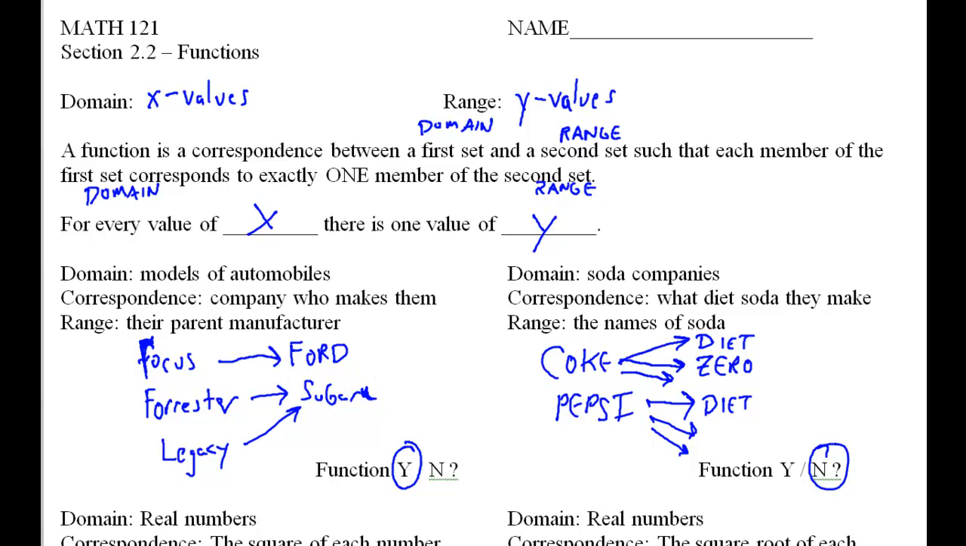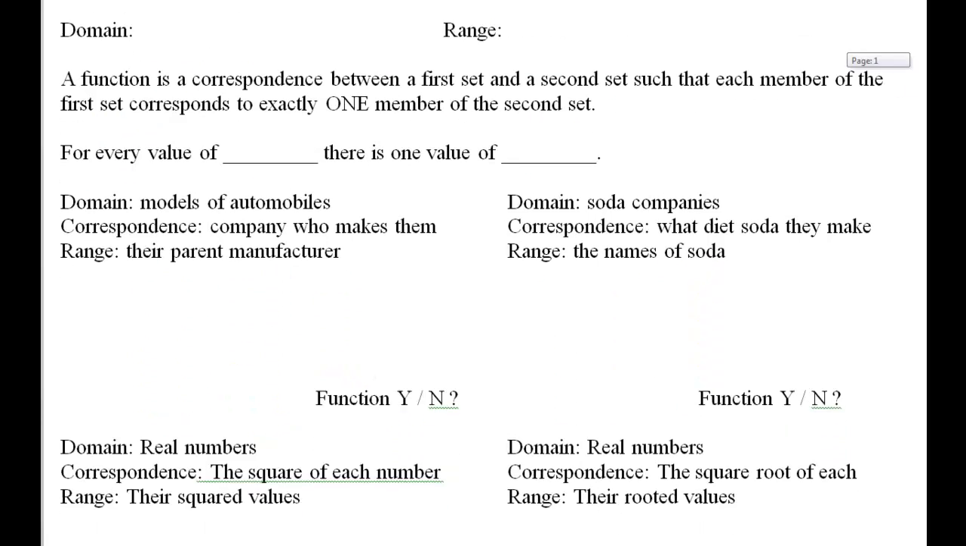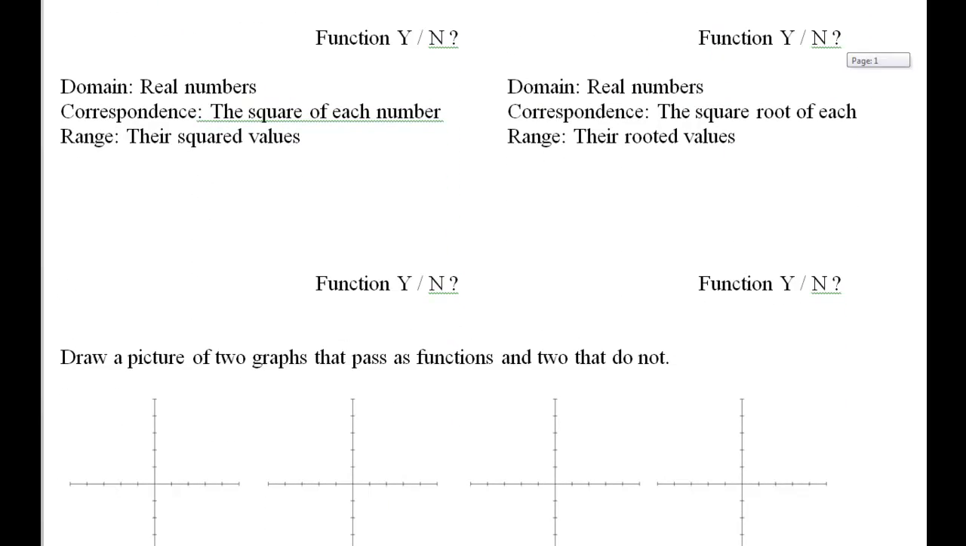So let's go to some numerical values here. Let's go to some real numbers. The domain is the real numbers, numbers from negative infinity to positive infinity, rationals, irrationals. It doesn't include imaginary numbers and numbers like dividing by zero. But real numbers are really what we can come up with and use. And the correspondence is the square of each number, and the range is their squared values.